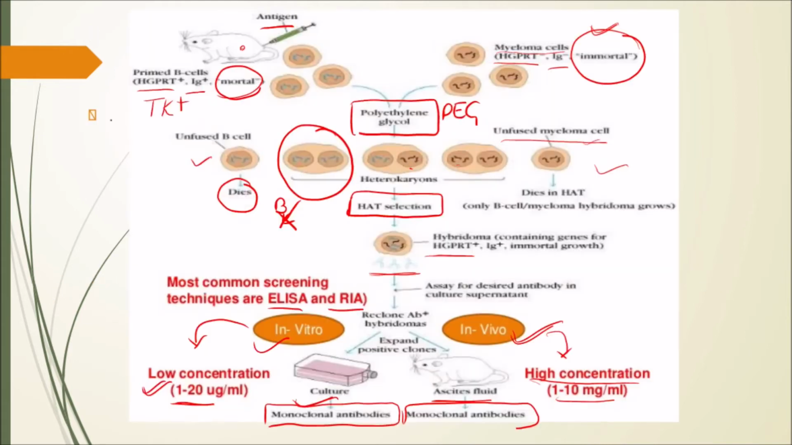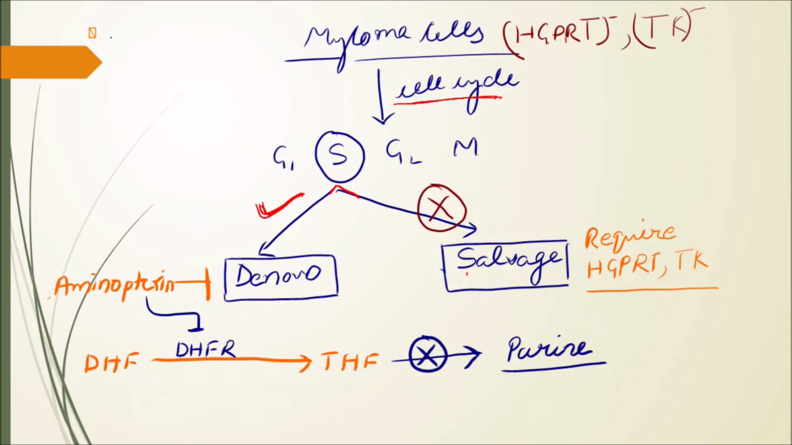The full form of HAT is hypoxanthine aminopterin thymidine. So this aminopterin is added into the medium. And what is the role of this aminopterin? It inhibits this de novo pathway also. That's why myeloma cells do not survive, either fused or unfused. Both myeloma cells will not survive.